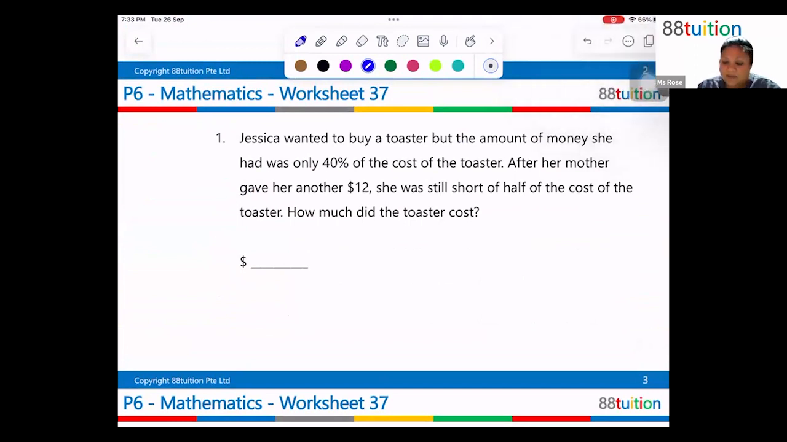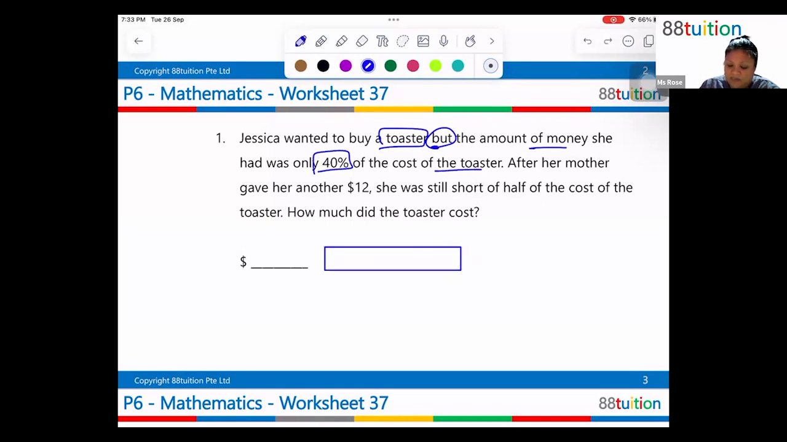Okay, so look at this question now. Remember, when you are stuck at a question, I would suggest to go with drawing model. Otherwise, you can use ratio and unitary. Jessica wanted to buy a toaster, but the amount of money she had was only 40% of the cost of the toaster. So here in this case, the cost of the toaster is at 100%.